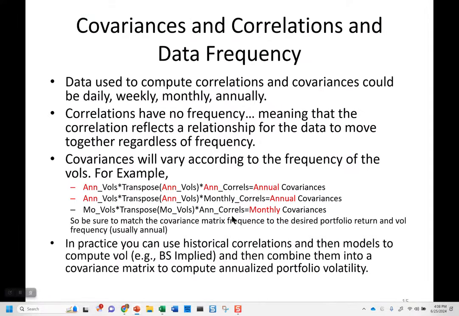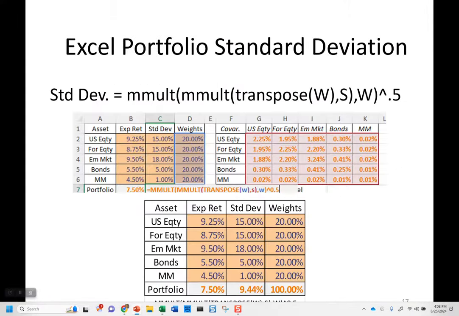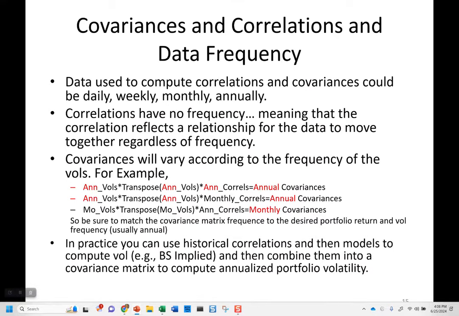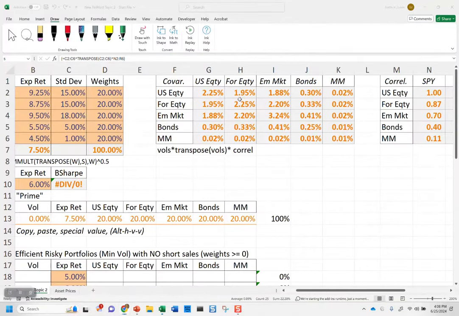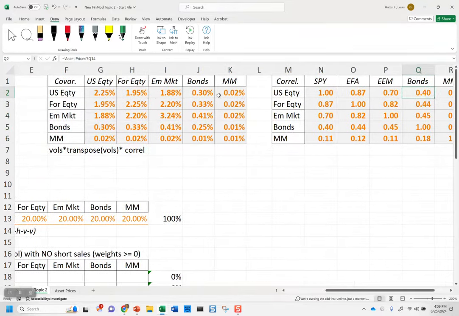I have a couple more things, and then we're going to calculate portfolio variance and standard deviation. I created a covariance matrix. Now, be careful. When you create a covariance matrix, they have a time interval. In other words, if these volatilities are annualized, and they are, the corresponding covariance matrix will be annualized covariance terms also.